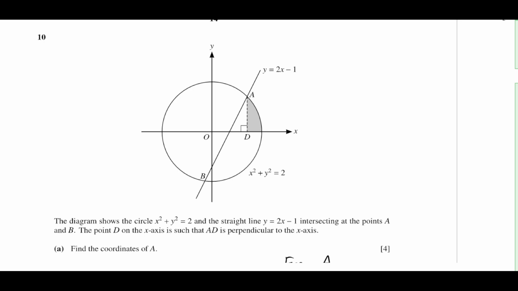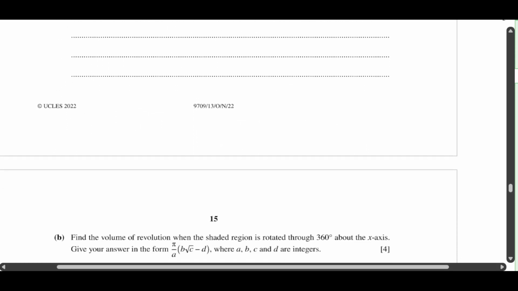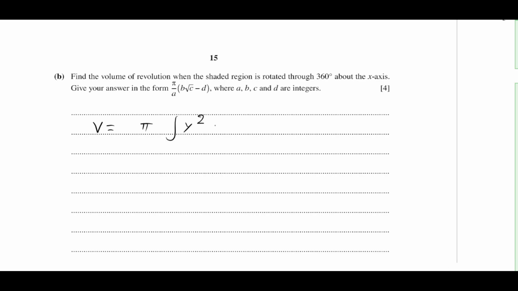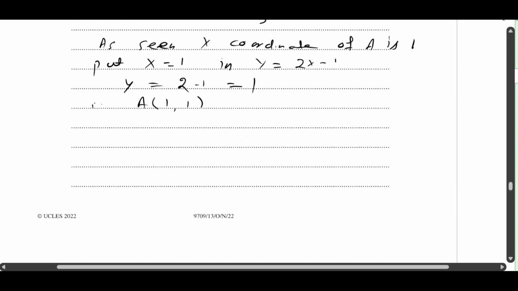Now here the x coordinate of point A is 1, comma 1. So between 1 and 2. So here, find the volume V. V is equal to pi integration of y square dx between the limits 1 to 2. So it will be pi between 1 to 2. Now y square I can write.